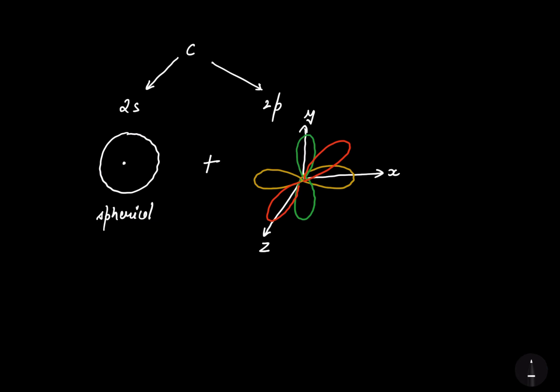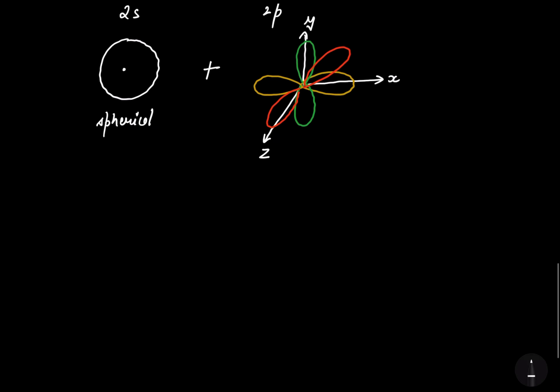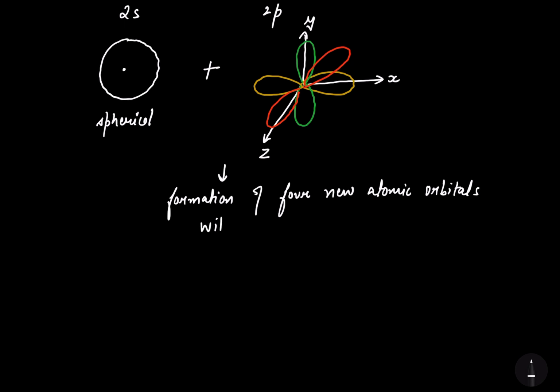Now what will happen? These 4 orbitals will intermix with each other. So what are we going to have? We are going to have 4 new atomic orbitals after mixing. I'm writing: formation of 4 new atomic orbitals will take place, that I have already discussed. Because 4 orbitals are mixing, 4 new hybrid orbitals will form.